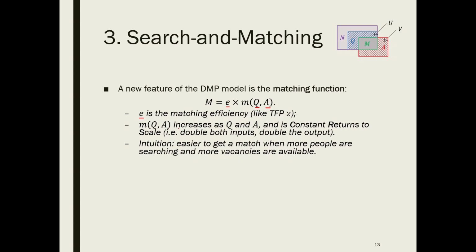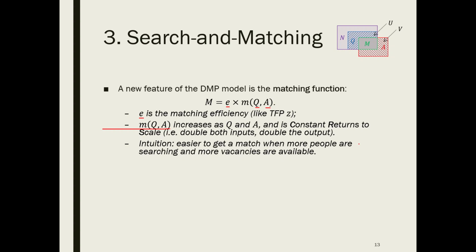Q and A are grouped together by an implicit function M. It is assumed to have constant returns to scale, or CRS, which means when you double Q and A at the same time, you will double the output M of the two variables. It resembles the production function of labor and capital in producing output in the firm's problem. The intuition of this assumption is that when more people are searching for jobs and more vacancies are available, it becomes easier to get matched.